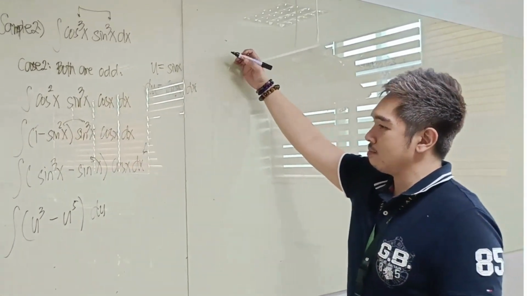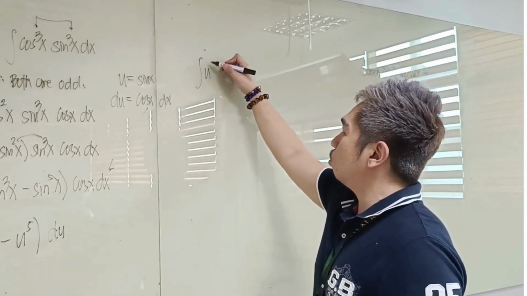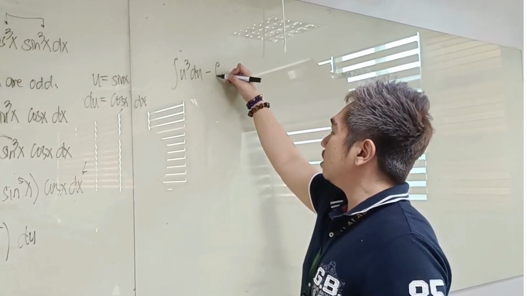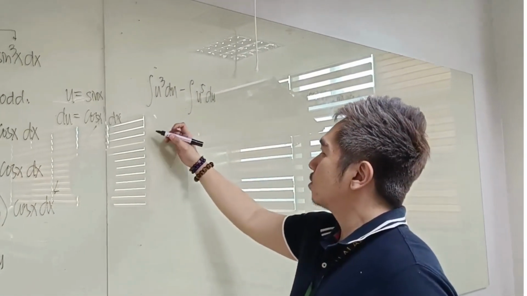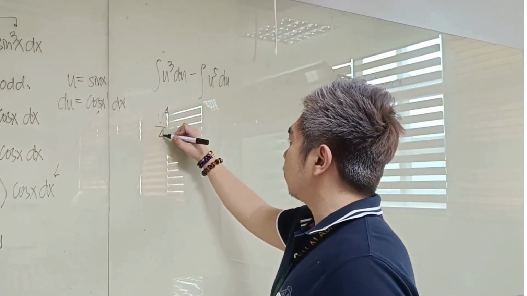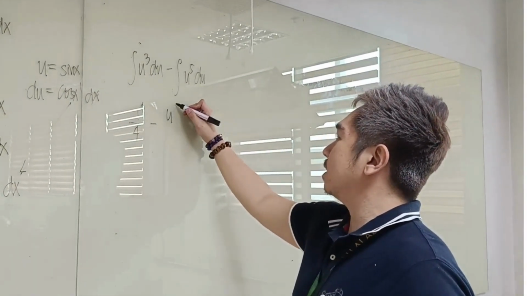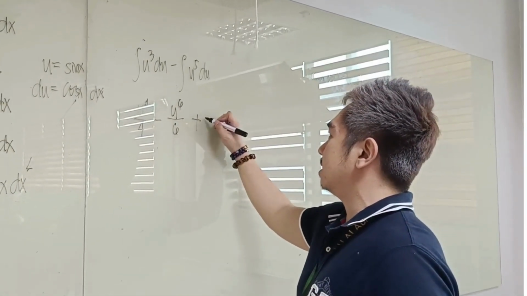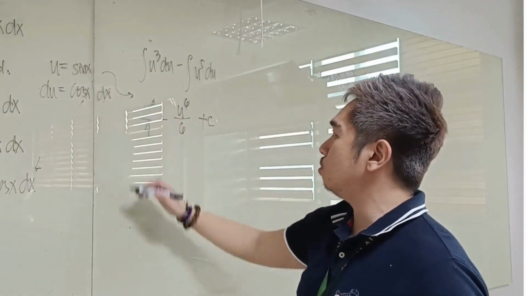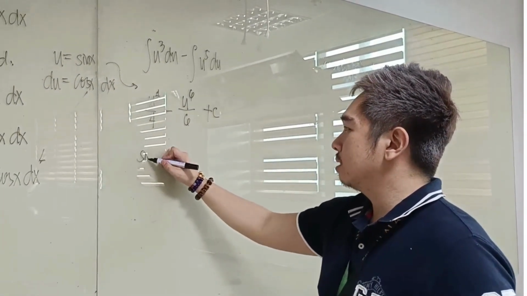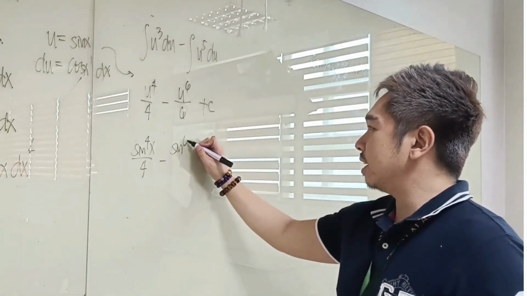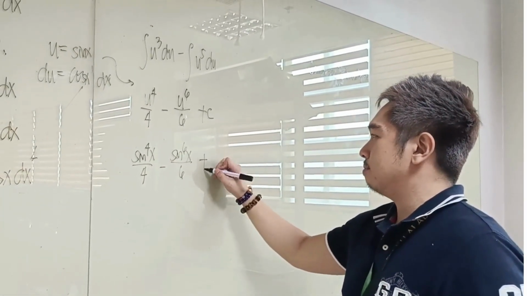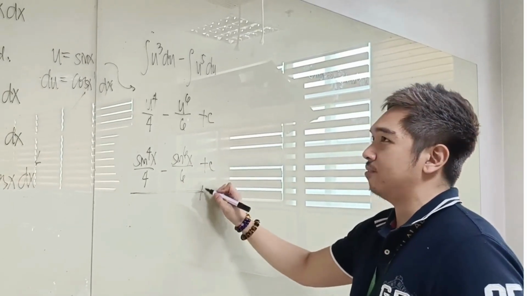Alright. So this is now integrable. So therefore, we have the integral of u cubed du minus the integral of u raised to 5 du. So we have u raised to 4 all over 4 minus u raised to 6 all over 6 plus c. Back substitute u. So therefore we have sine raised to 4x all over 4 minus sine raised to 6x all over 6 plus c. And this is now the integral of that.